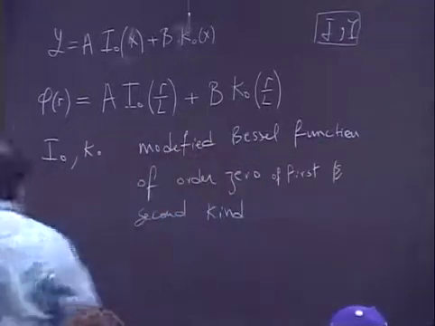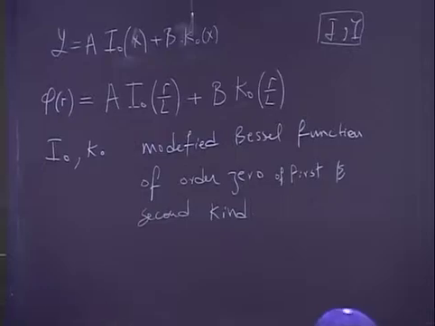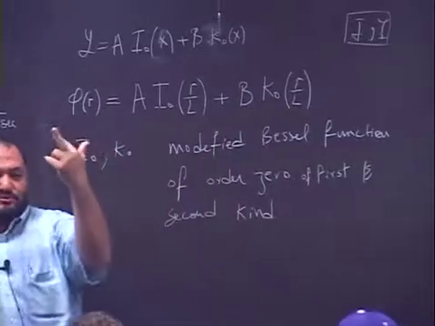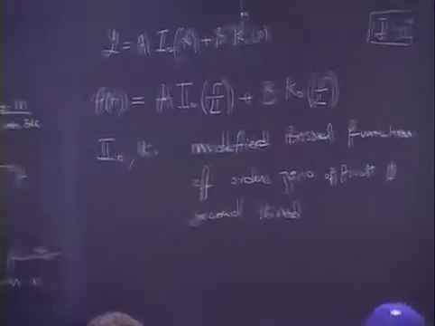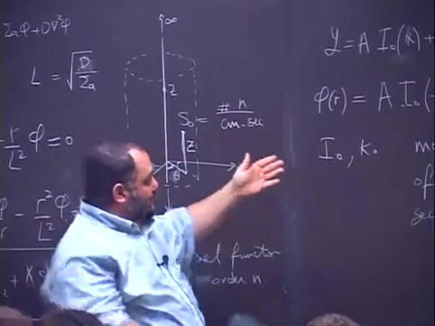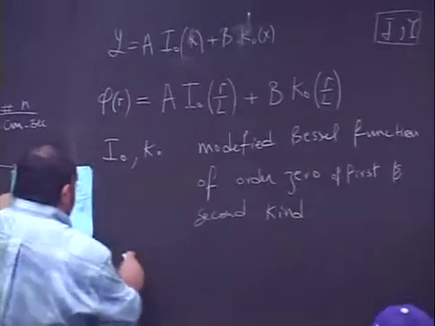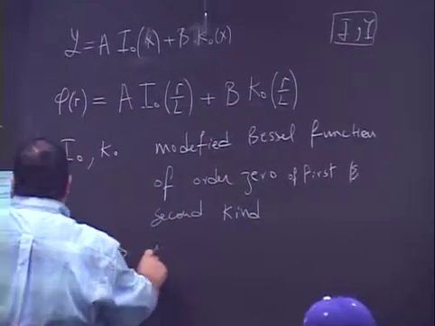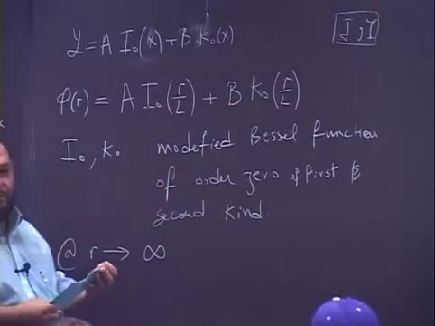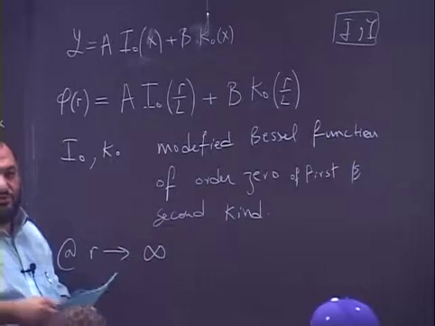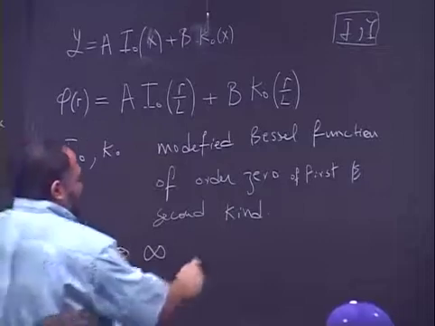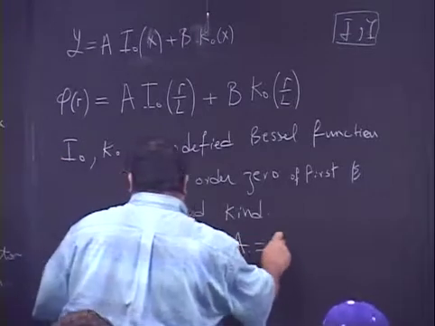Now, what do you expect? Again, how many boundary conditions do we need to satisfy? 2. First thing is, again, the flux at infinity is 0. We will notice that as r goes to infinity, this I naught does not go to 0. It goes to infinity. It becomes infinite. So I have to suppress this one. So this will give me what? A equal to 0.